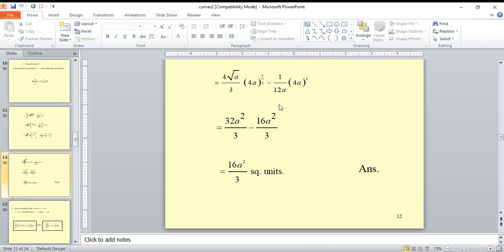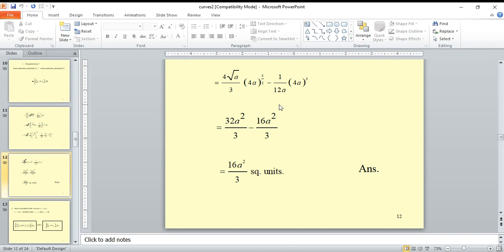In the first term, 4a^(3/2) means 4^(3/2) into a^(3/2). 4^(3/2) is (2²)^(3/2), the square and square root cancel, that is 2³, which is 8. 8 fours are 32, so 32 into a. And a^(3/2) into a^(1/2), root a is a^(1/2). So a^(3/2) into a^(1/2) is a^(3/2 + 1/2), which is a^(4/2), that is a². So that is 32a²/3.